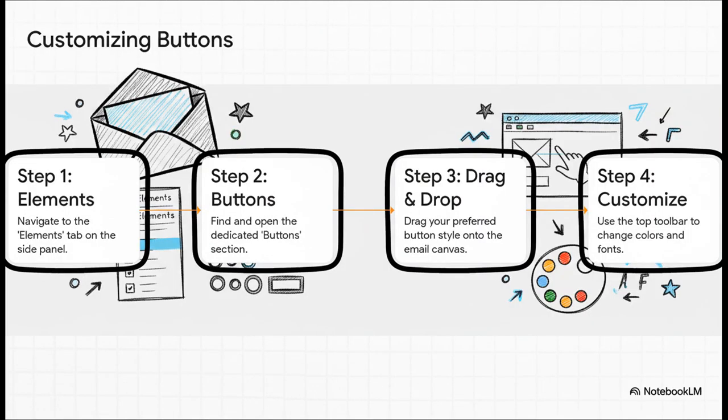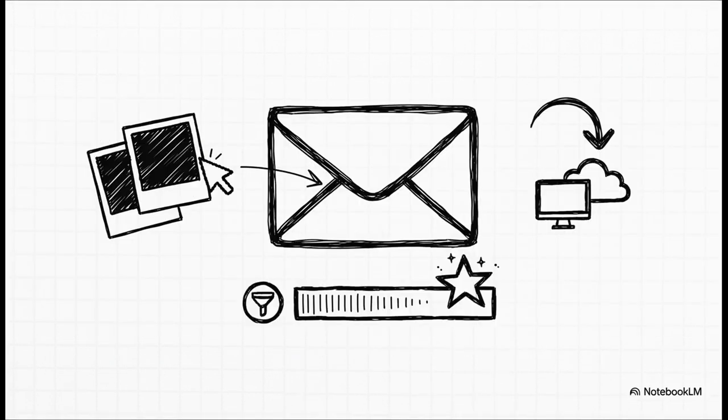Your call to action button is obviously super important. If the one in the template isn't doing it for you, just pop over to the Elements tab. You'll find a whole section just for buttons with all kinds of styles like cool gradients or different borders. You just drag one over and then customize the colors and text to match your brand. Easy.